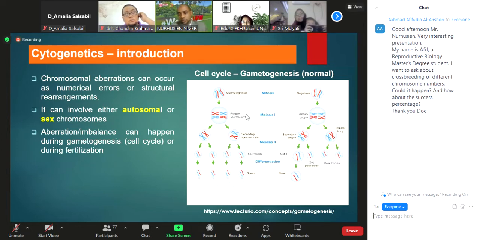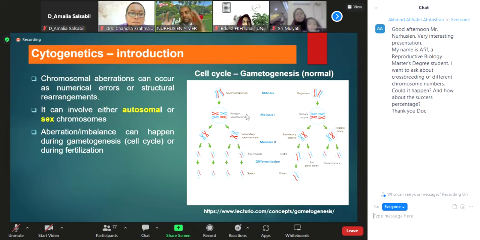So we mentioned cytogenetics studying the structure and number. So when you talk about chromosomal abnormalities, we are talking about abnormalities either related to number, which is a numerical error, or it could be related to structural rearrangement or structural abnormality. So you may classify into two. We'll see the details later.